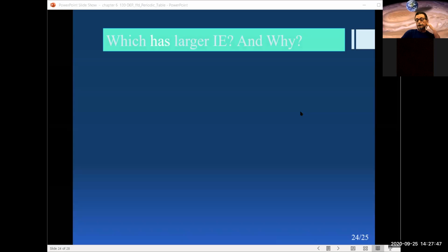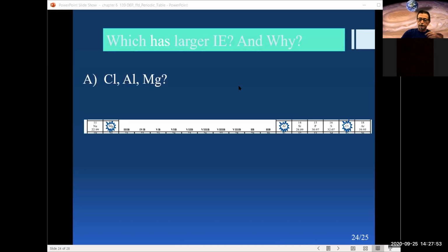And so here they're asking you a question. Which has larger IE and why? Well, they're asking us to compare chlorine, aluminum, and magnesium. Now, you may not even need to look at the periodic table here, right? Because the first thing to look at is to see that one of these is a non-metal, okay? And the other two are metals.